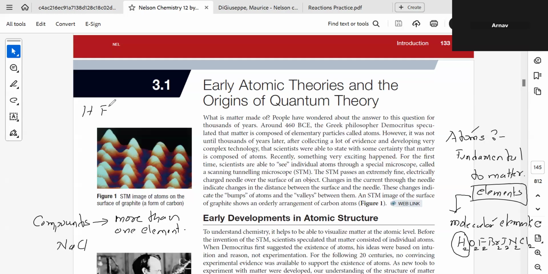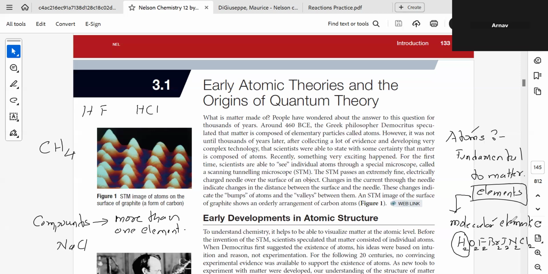So if I have HF, or HCl, or CH4, these are all compounds. You can call them molecules, it's not wrong. But if you say Cl2, you should call it a molecular element because it contains only the same element. When I'm talking specifically about compounds, compounds are always more than one element. Yeah, I understand it.